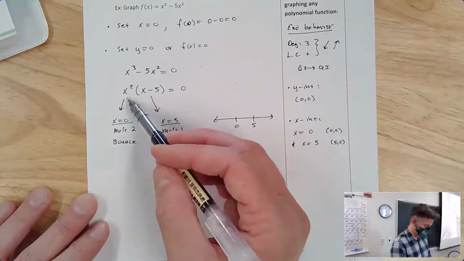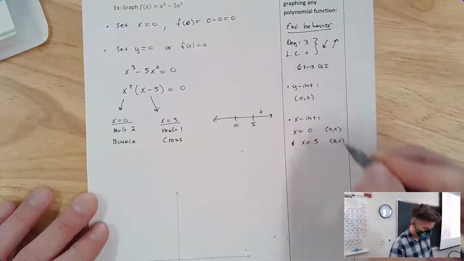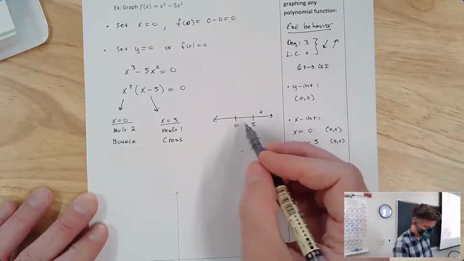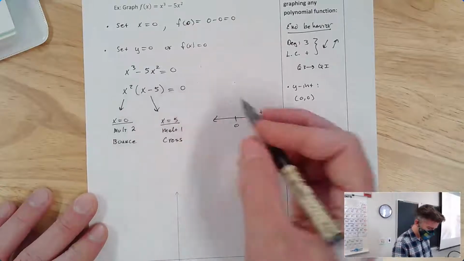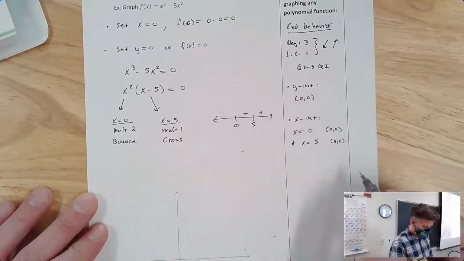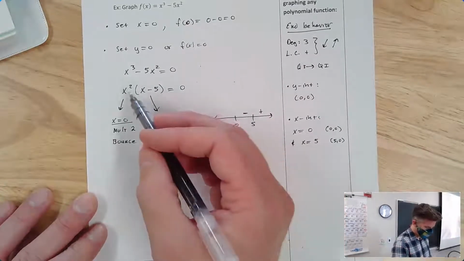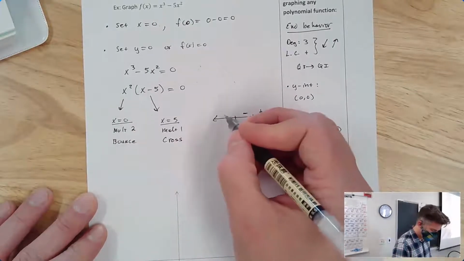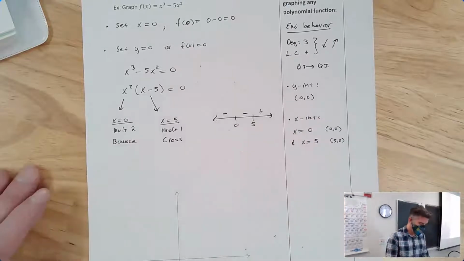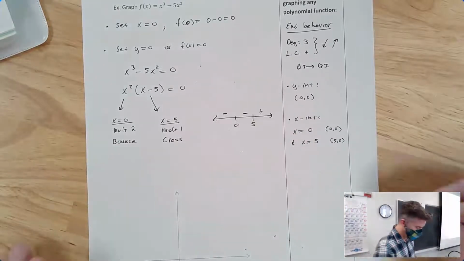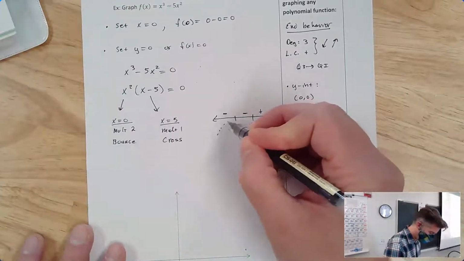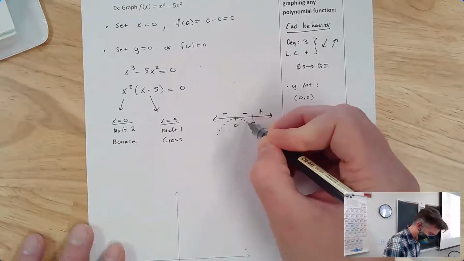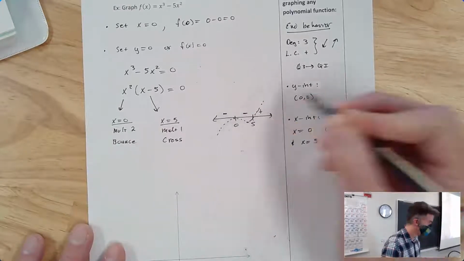6 is positive, 6 minus 5 is positive, so it's positive. Pick a number between 0 and 5, like 1. 1 squared is positive, 1 minus 5 is negative. And then pick a number less than 0, like -1. -1 squared is positive, -1 minus 5 is negative, positive times negative is negative. So we see what we're expecting to see, right? We're definitely going to be negative. We're going to bounce at 0 and stay negative. We're going to cross at 5 and become positive.